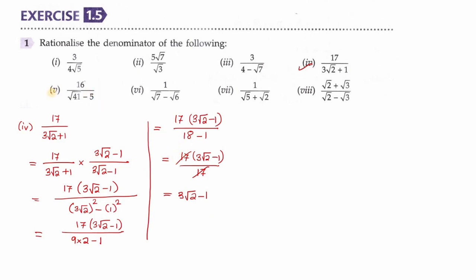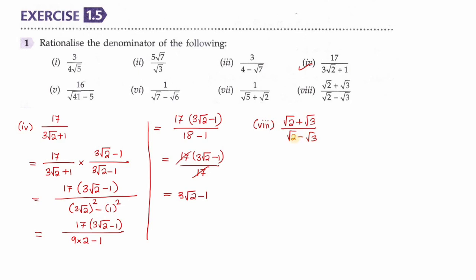Alright. So similarly, you can try your number 5, number 6, number 7. I'll do number 8 for you all. So we have root 2 plus root 3 by root 2 minus root 3.